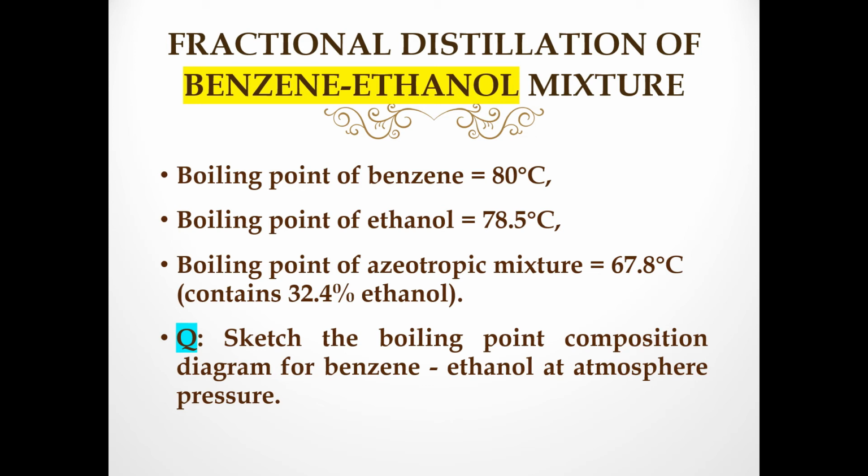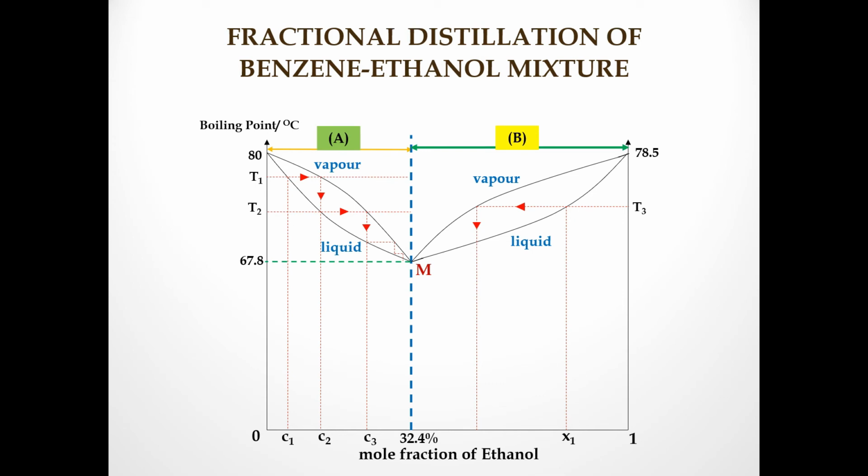Let's look at the example of fractional distillation of benzene-ethanol mixture. So we have the information of boiling point of benzene, which is 80 degrees Celsius, boiling point of ethanol 78.5 degrees Celsius, boiling point of azeotropic mixture 67.8 degrees Celsius. So we need to plot these three points. The question: sketch the boiling point composition diagram for benzene-ethanol at atmospheric pressure. So here we have the boiling point composition curve for benzene-ethanol mixture. We have two sections here. Section A, we have less than 32.4% of ethanol. Section B, we have more than 32.4% of ethanol. So this point is the azeotropic mixture point.